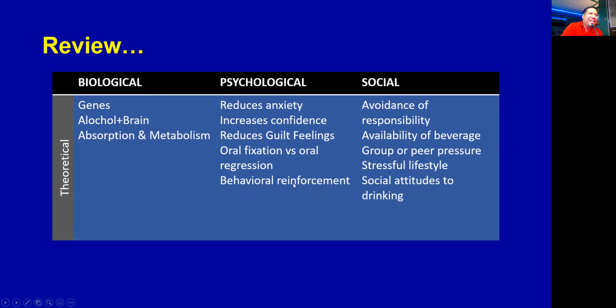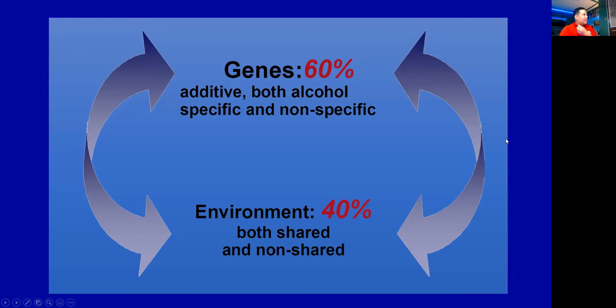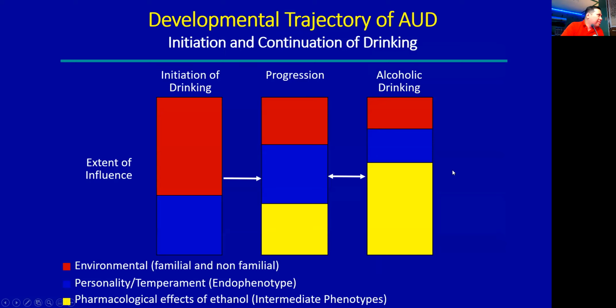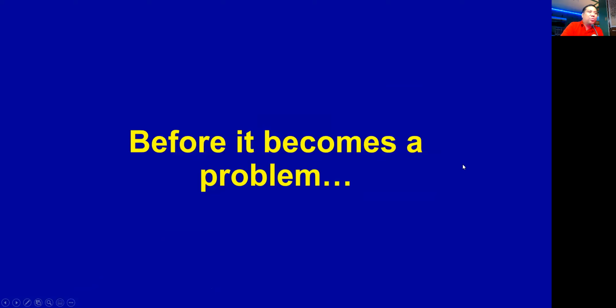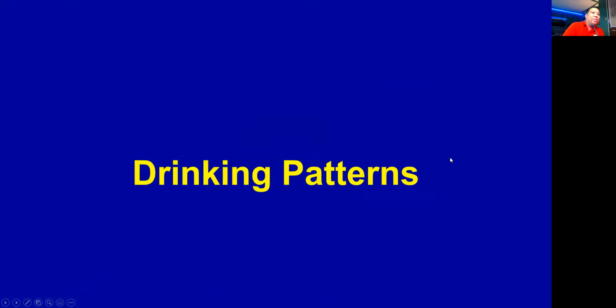Okay, so summary. All right, so when we're talking about alcoholism, the influence of genes is 60% and the environment is 40%. Okay. So the trajectory, the clinical progression of alcohol use disorders is like this. Umpisa, it's more of the environment, no? And then later on, dependence na siya. It's more of the pharmacologic effects of the ethanol na yung nagko-continue ng symptoms. No? So we have to do something before it becomes a problem.